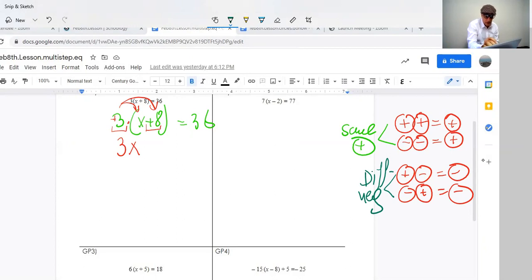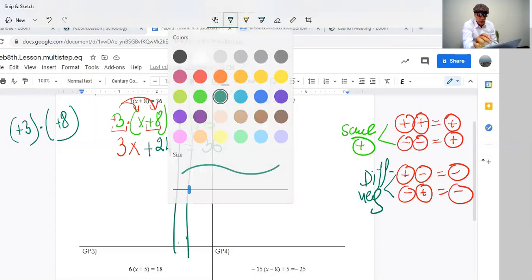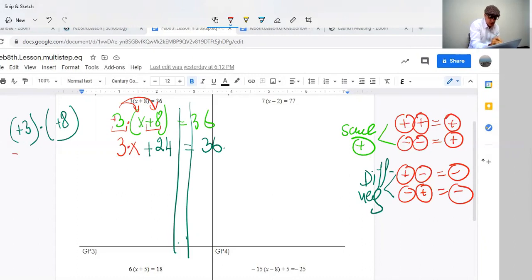So here it's a plus 3 times plus 8. Both of them are positive, and a positive times a positive is the first one here. So this is a plus, and 3 times 8 is 24, equals 36. All right, we got rid of the parentheses. We have to get rid of 2 things now. The 3 multiplies the x, and the plus 24. So it's a two-step equation at this point.